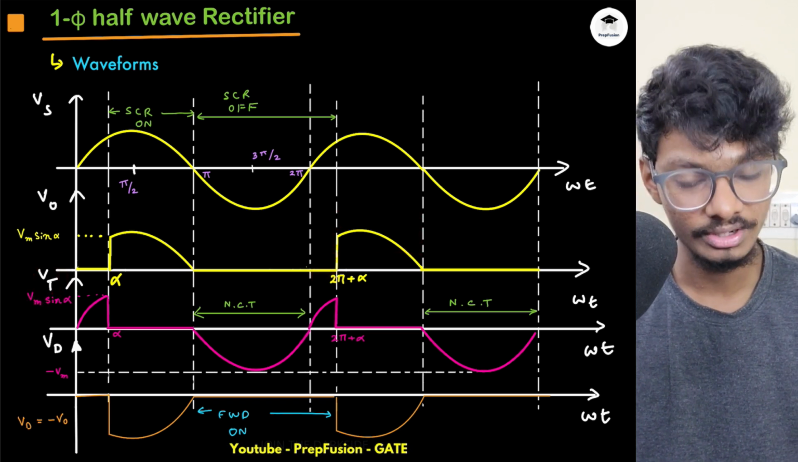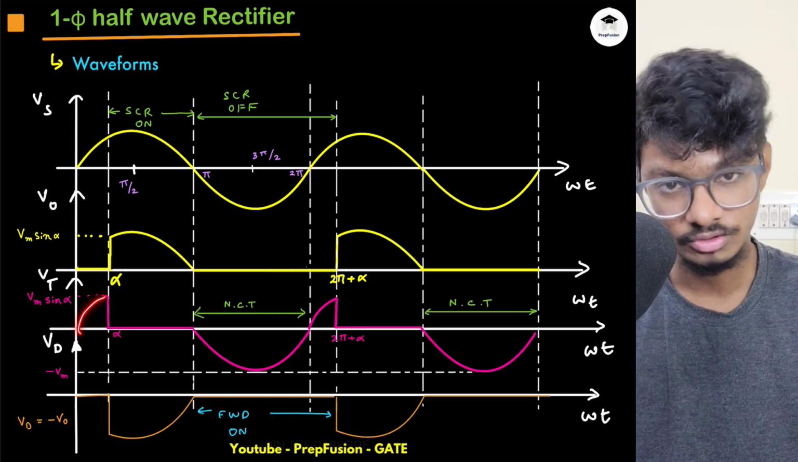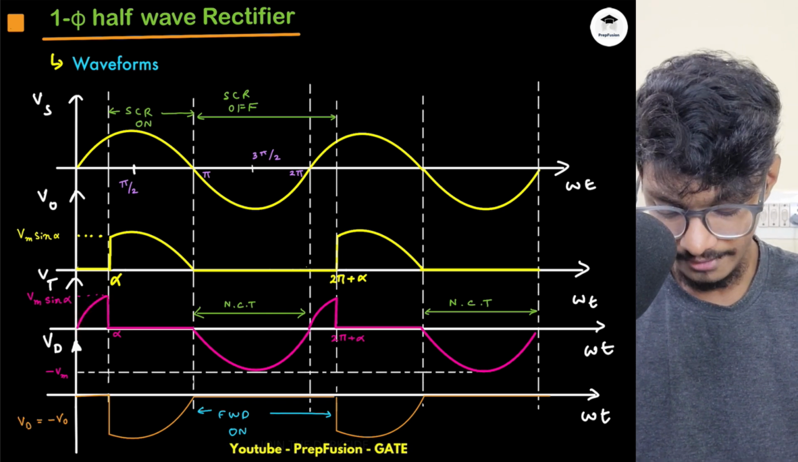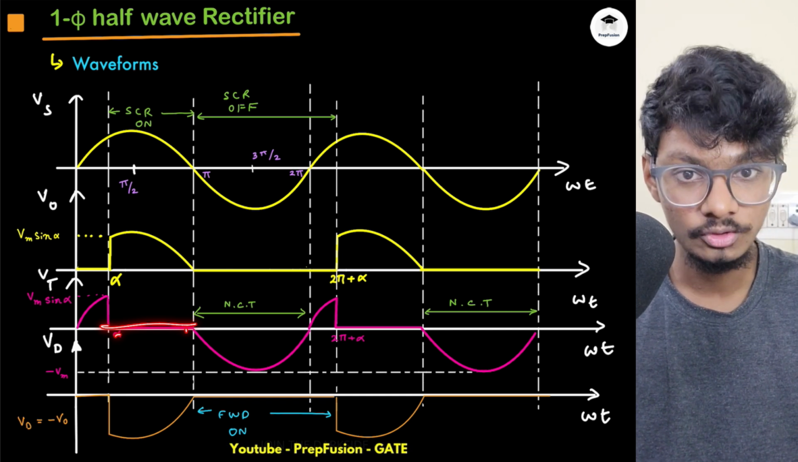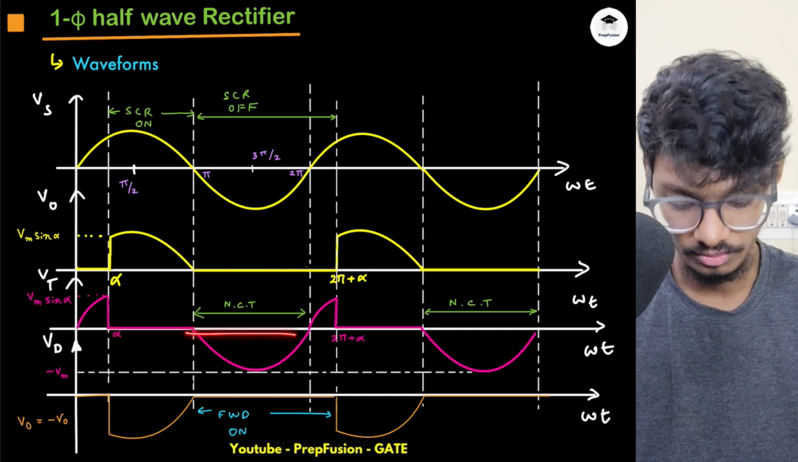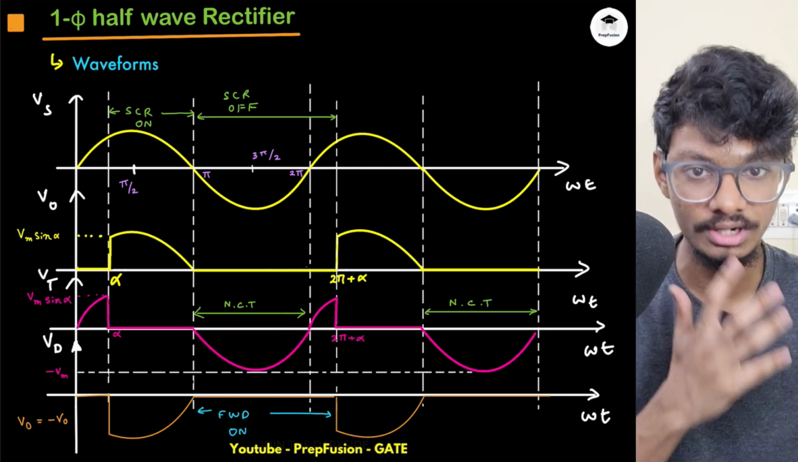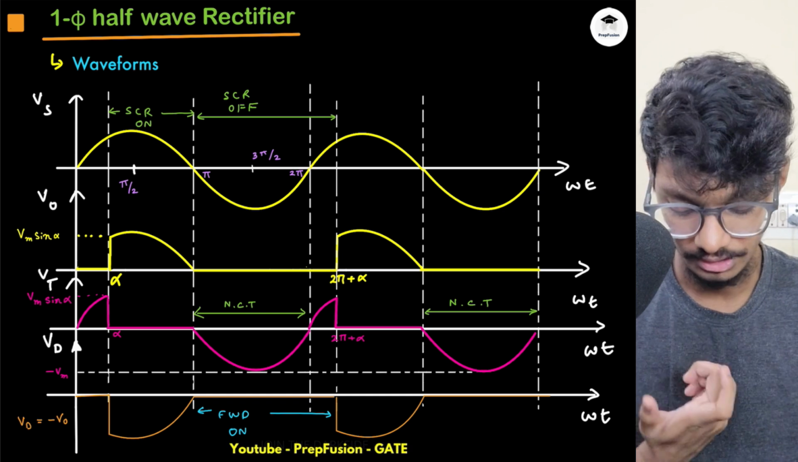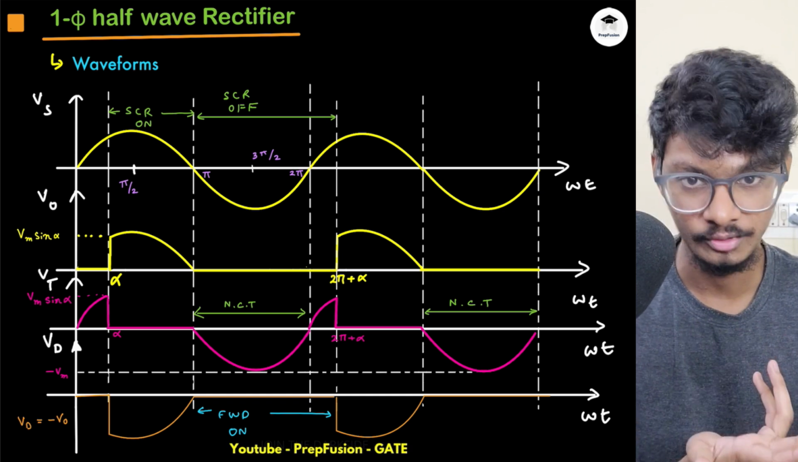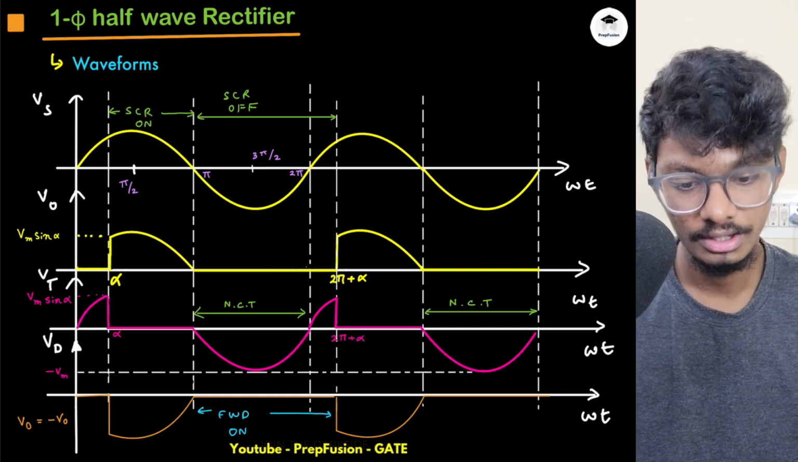What is the thyristor voltage? SCR voltage. From 0 to alpha, it is in the forward blocking zone, and from alpha to pi, it is totally on, so it will be 0. From pi to 2 pi, what will happen? It will be negative. Hence, it will totally be in the reverse blocking mode. It will follow the input basically. Vt will be equal to VO.